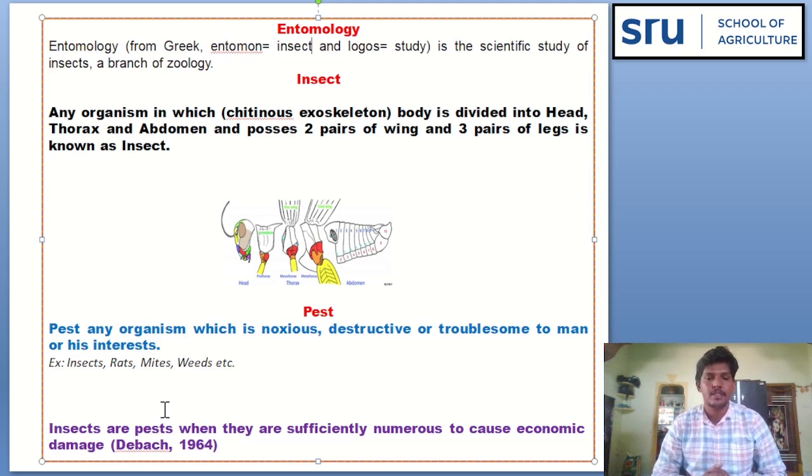Then what is a pest? Any organism which is noxious, destructive or troublesome to man or his interest is a pest. Pests may include insects, rats, mites, weeds, etc.